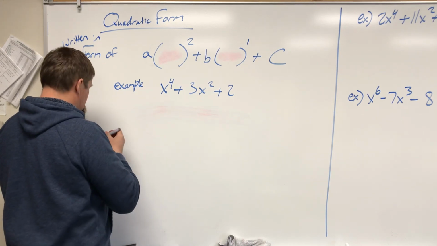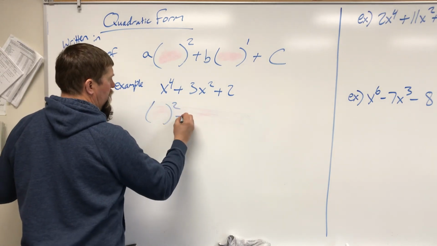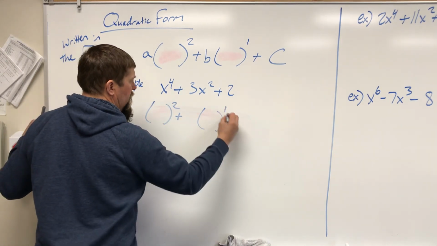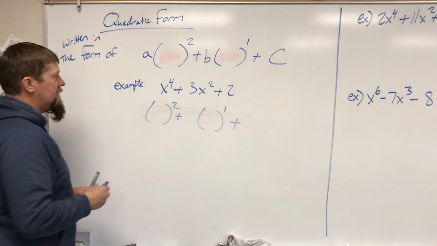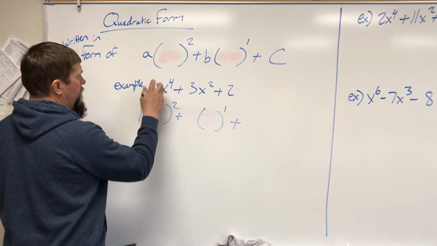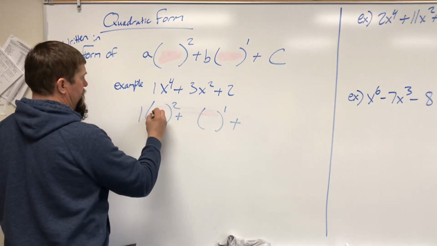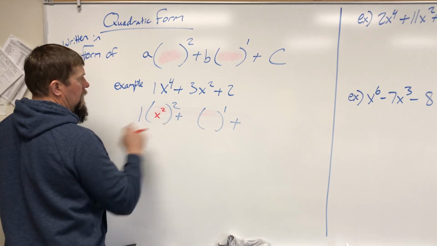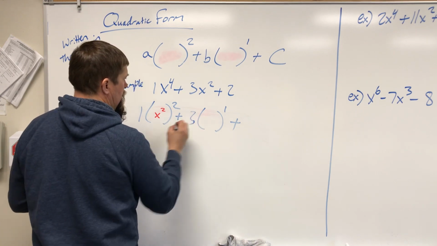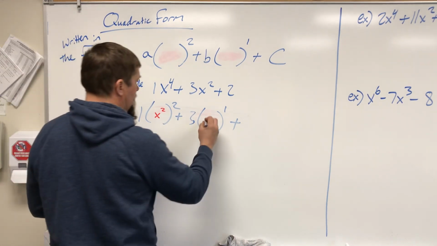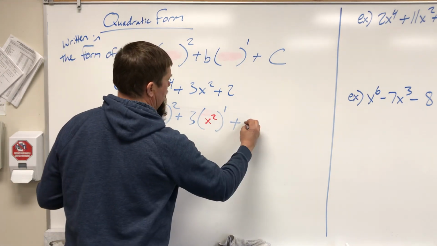Basically, it's something squared plus something to the first plus some constant. That's quadratic form. So in this case, we have a 1 out front. This is going to be x squared. We have a 3 out front, and then we also have an x squared. And then, of course, we have a 2 on the back side.